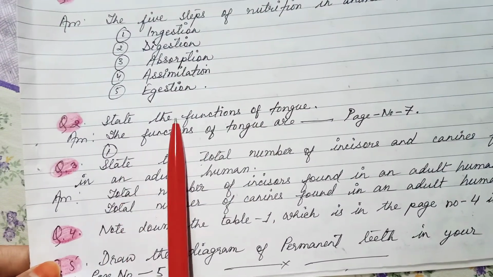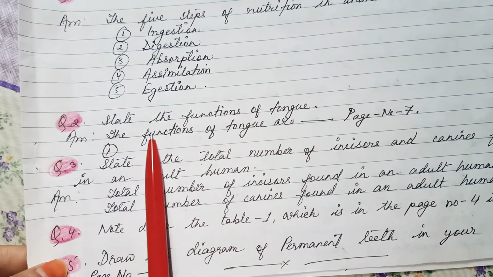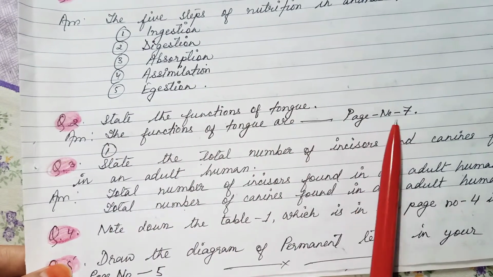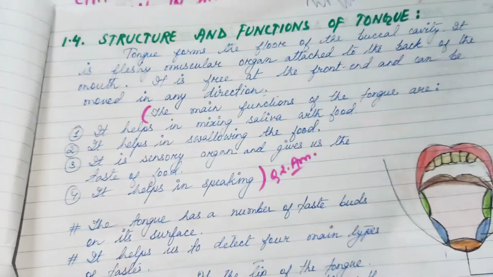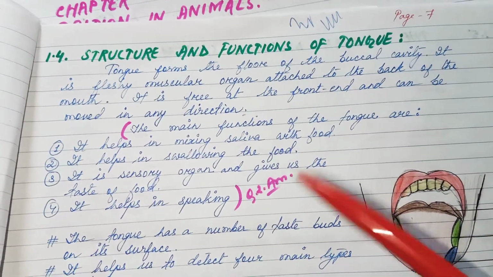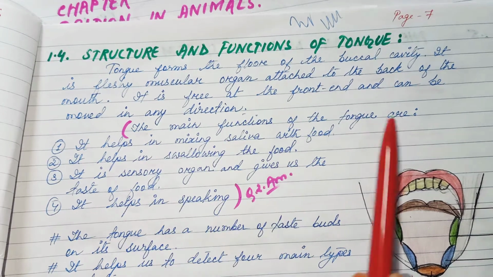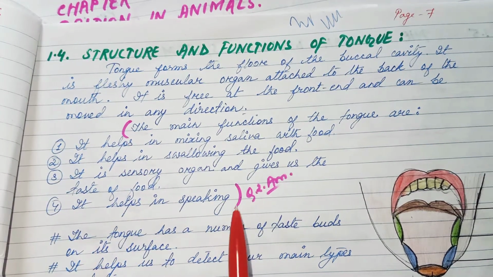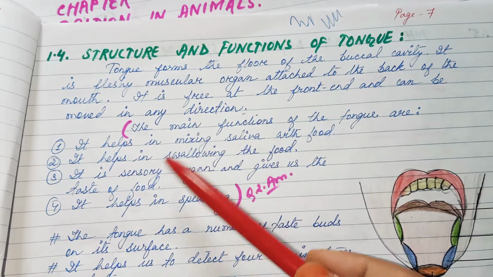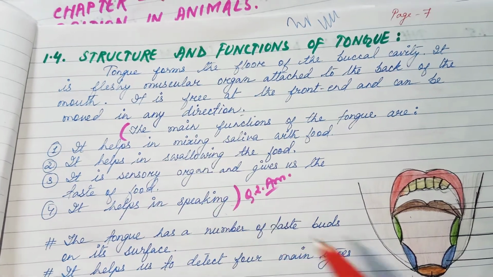Second is state the functions of the tongue. The answer is on page number 7. So this is page number 7. Here the main functions of the tongue are 3-4 points. I have marked it with pink color from here. So you have to write all the 4 points for the answer.